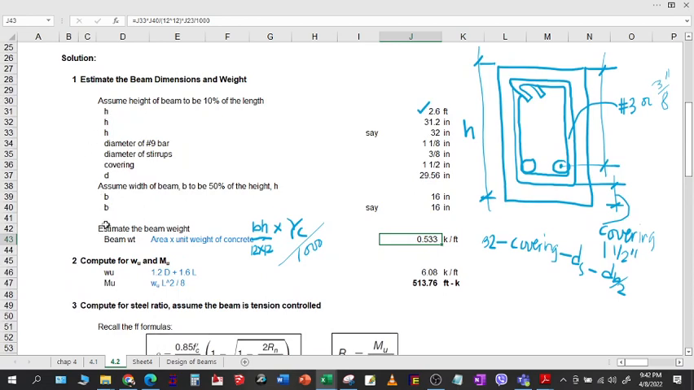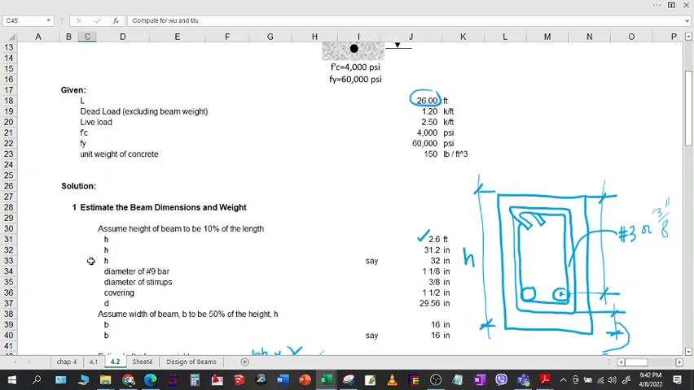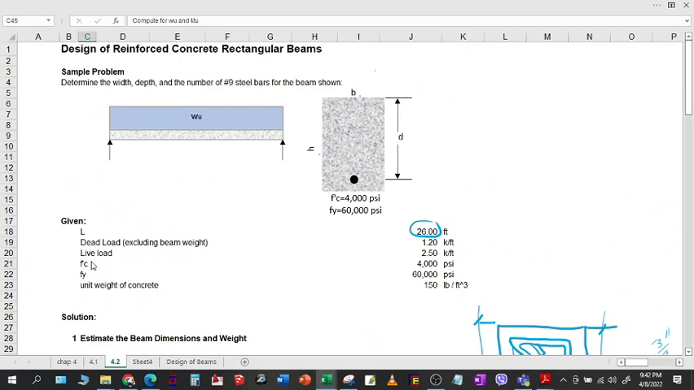Okay, so after solving the three, the height, the width, and the beam weight, we can now compute for WU and MU. Okay, so how do you compute WU? WU can be computed from the load combination of 1.2 dead load plus 1.6 live load. But your dead load should be the given dead load plus the weight of the beam.